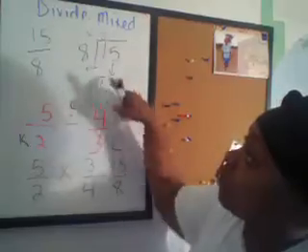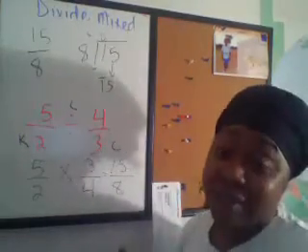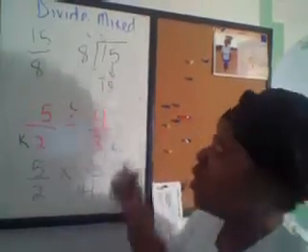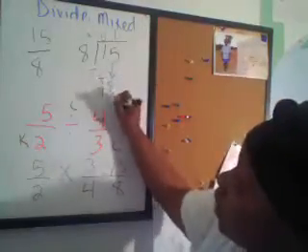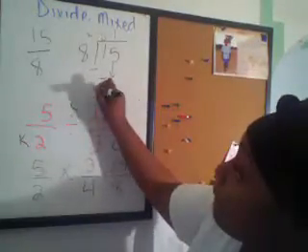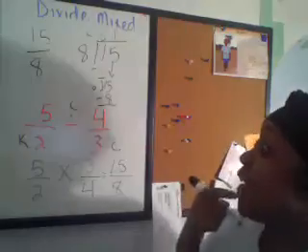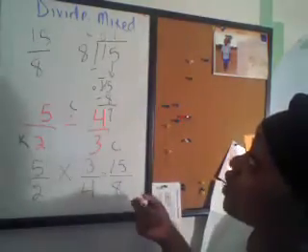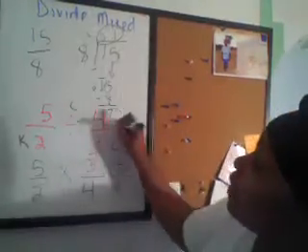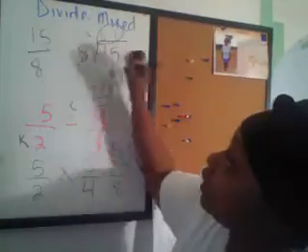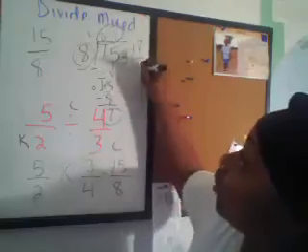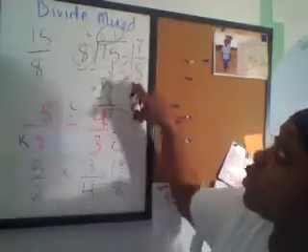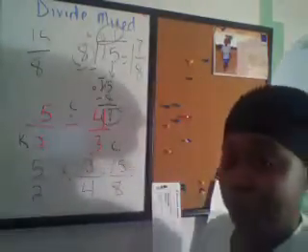What number times 8 will give me close to 15? Okay, 8 times 2 is 16, so that's greater than 15. So I have to do 1 times 8, which is 8. 15 minus 8 is 7. So my answer seems to be 1 and 7 over 8. So 15 over 8 is 1 and 7 over 8. Okay?